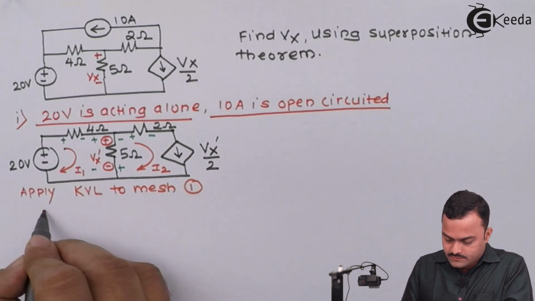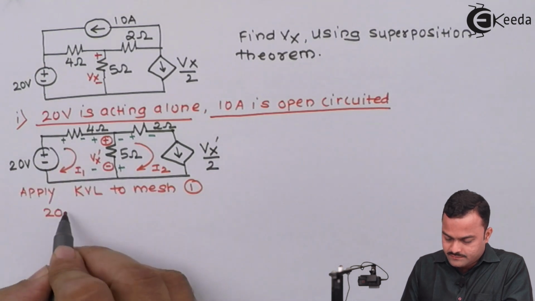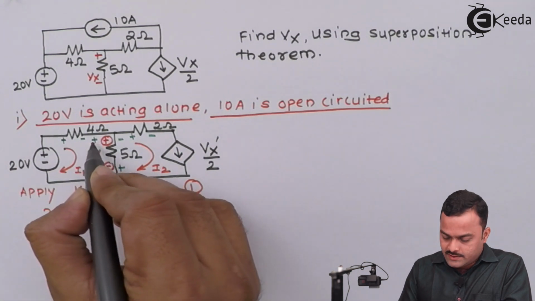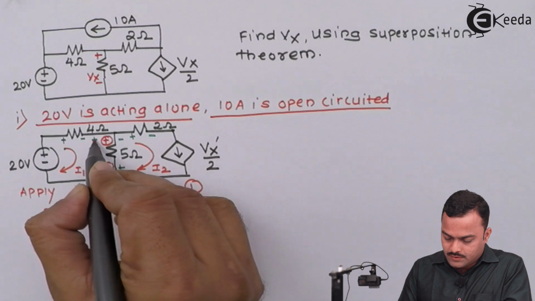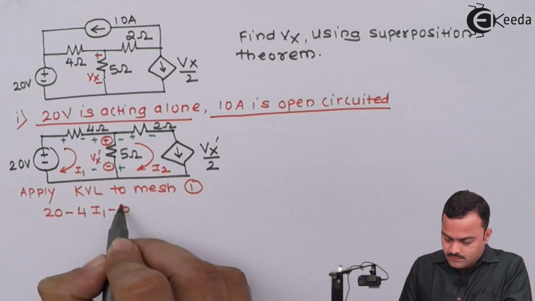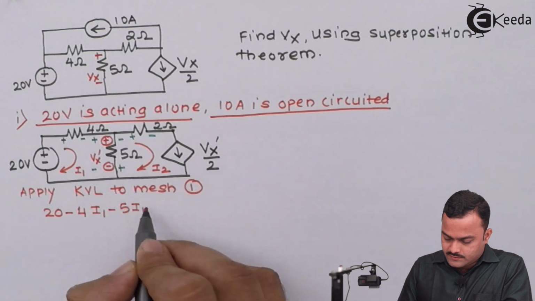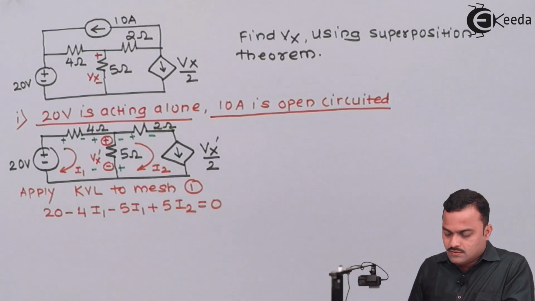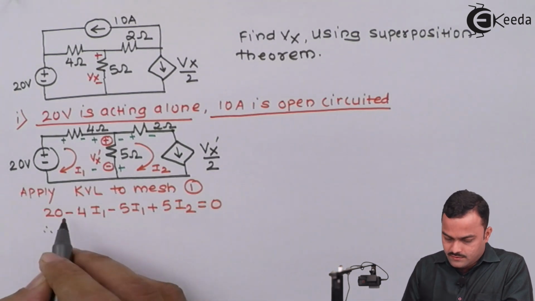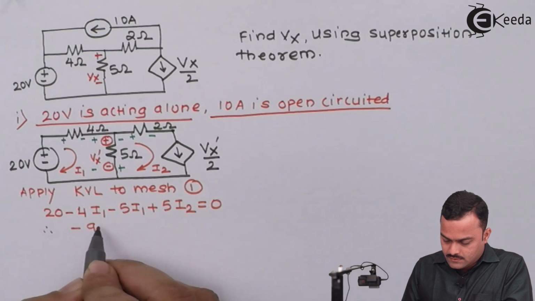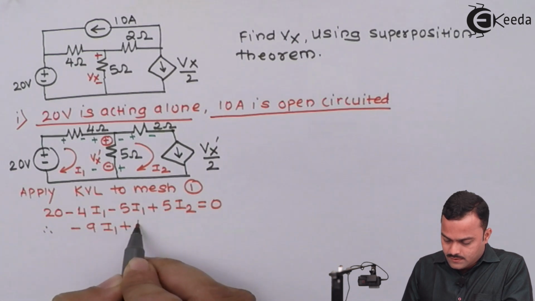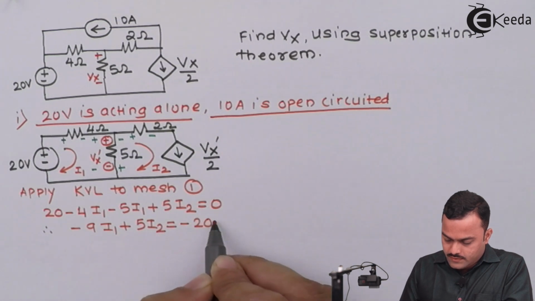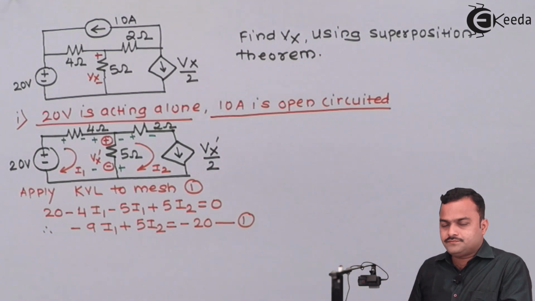Let's start with the voltage source. So it's a minus plus, 20, plus minus 4 I1. Just concentrate on the polarity developed by our currents. So plus minus 5 I1, minus plus 5 I2 equal to 0. Upon simplifying, we will get the equation minus 9 I1 plus 5 I2 equal to minus 20 as equation number 1.